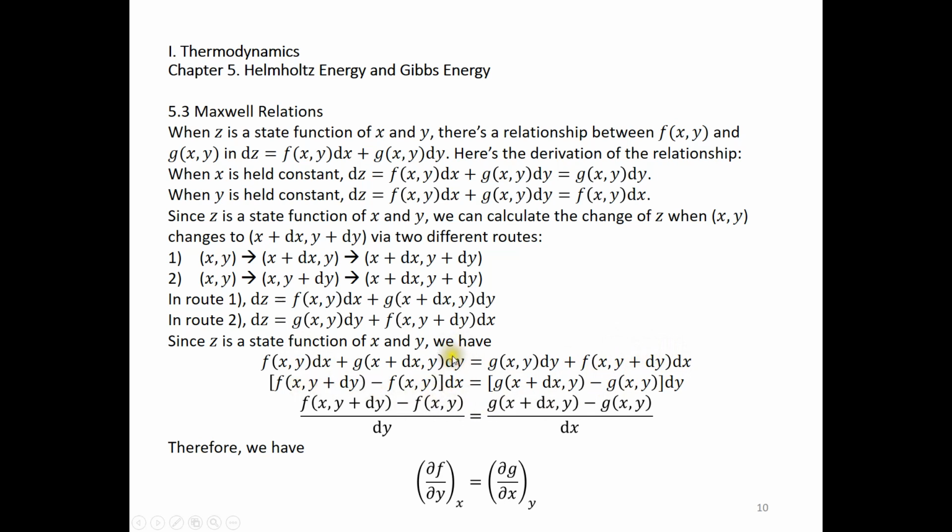I see dy here, I see dy here. We're going to combine this too. So we have this equation. Alright, now both sides divided by dx and then divided by dy. The left hand side divided by dx, this dx disappears, and then divided by dy. This side also divided by dx and then divided by dy. So we have this equation.